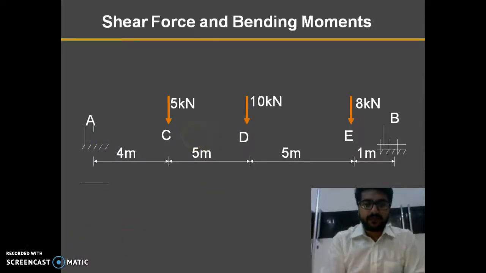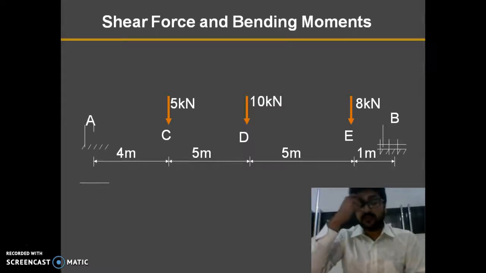So here I have plotted a beam. Suppose a beam is simply supported, one end is hinged and one end is a roller, and 3 point loads are subjected: 5 kilonewton, 10 kilonewton, 8 kilonewton, at a distance of 4 meter from the left side support, 1 meter from the right hand support, and one in between at point D, as you can see, 10 kilonewton.